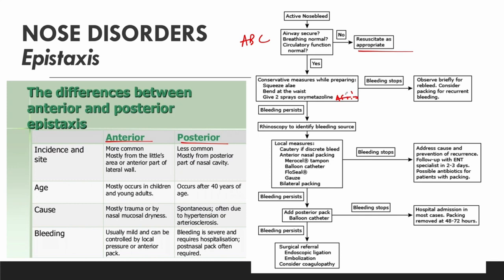If conservative measures don't work and bleeding persists, you want to try to look up there. If you can see the site of bleeding, you can decide to cauterize it. If not, then you can put a pledget up there, which is just some gauze with some oxymetazoline. If that doesn't work, you can put in one of the anterior nasal packings. And of course, if bleeding stops, you stop there. If bleeding persists, then we have to start thinking about posterior packing and getting ENT involved.